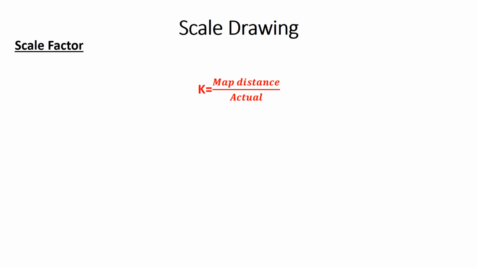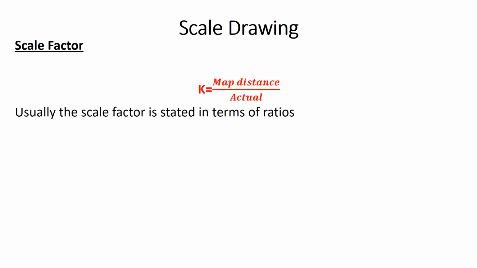So the formula for scale factor is map distance over actual distance. By map, it can mean paper distance or graph distance. So by map, we just mean what is recorded, what is written. But we're going to be using the word map. So map distance over actual distance. Actual distance is the actual distance of the real thing, not the thing that has been drawn or written or graphed on a small piece of paper.